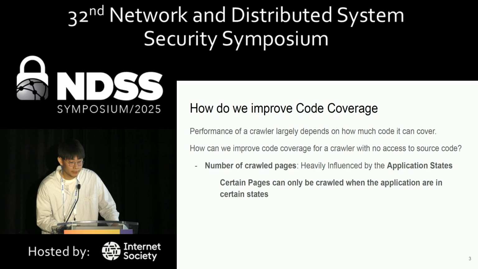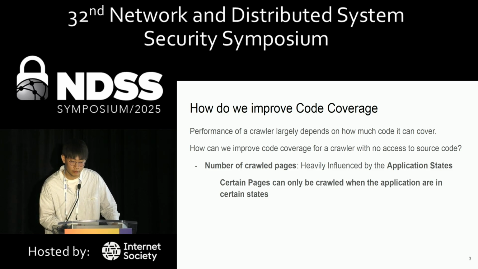Take HotCRP as an example. The paper reviewing page and the paper editing page can only be crawled by the crawler after the crawler successfully creates a paper submission first. After creating a paper submission, the crawler can successfully transition the application from a state that has no paper to a state that has a paper.